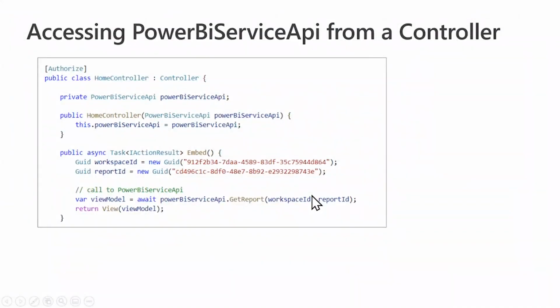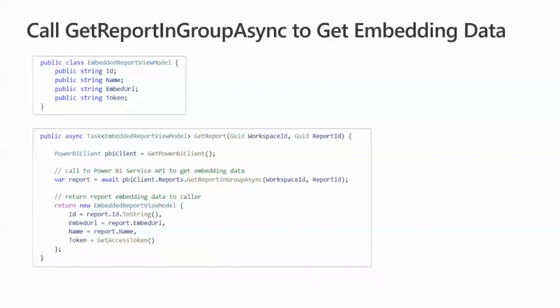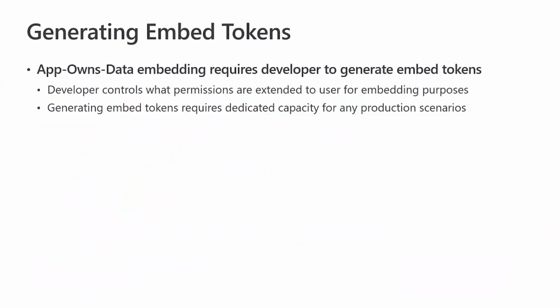Okay, now, as we keep going through here, what you can see is I had to generate an embed token. So anytime you're using app owns data, you need to generate embed tokens. And the developer controls what permissions are extended to the user for embedding purposes. And you might give one user an embed token with view permissions and another user an embed token with edit permissions. And one important principle here is that with app owns data, Power BI knows nothing about your users and can't give you any type of authorization policy. It's all up to you in your code.